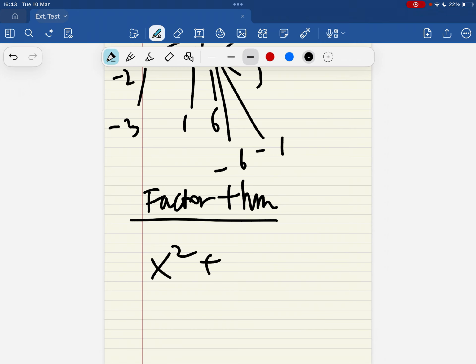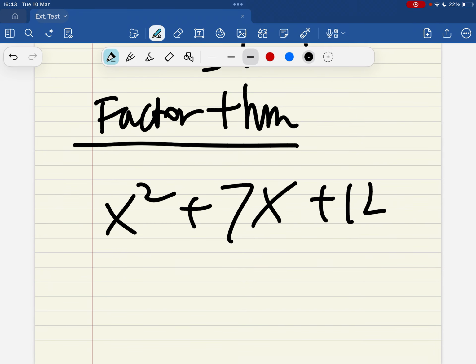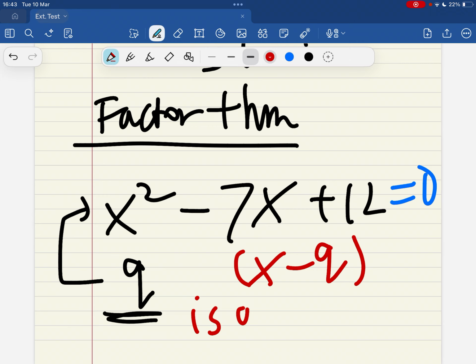Let's say we have x squared plus, let's do something harder, right? Let's do x squared plus 7x plus 12. Let's say you want to factor this. Now, there's a very interesting thing called the factor theorem that states if, let's do minus 12 actually, because that will be easier to show. If substituting a number q allows us to make this expression equal to 0, then x minus q is a factor.